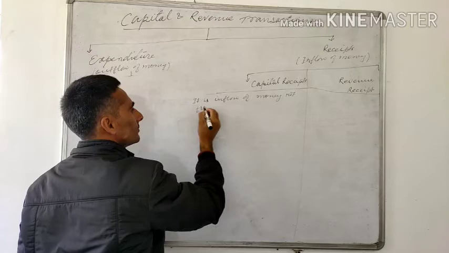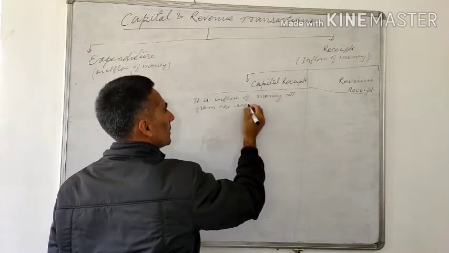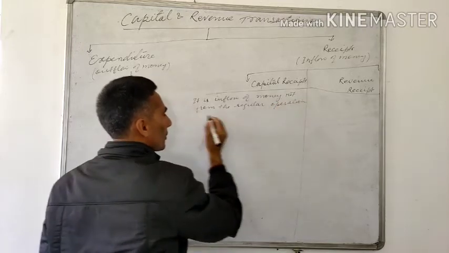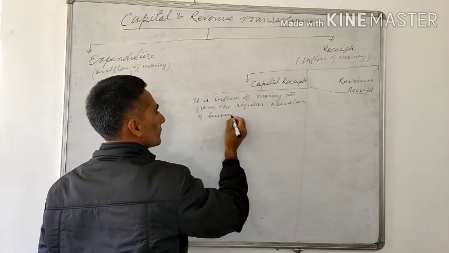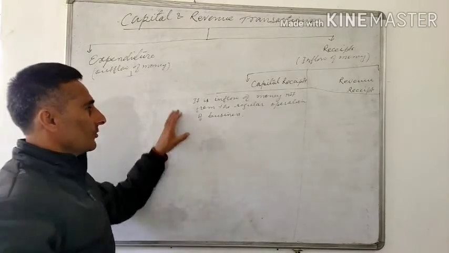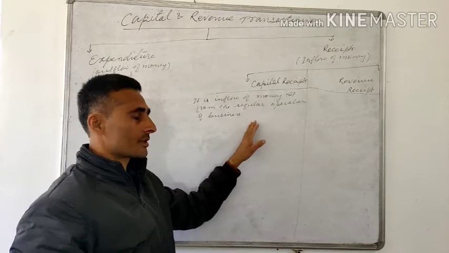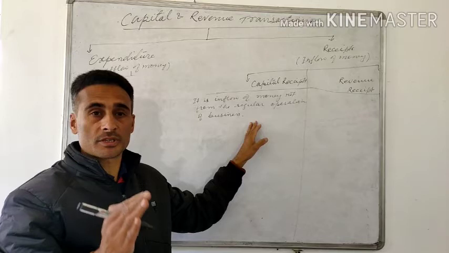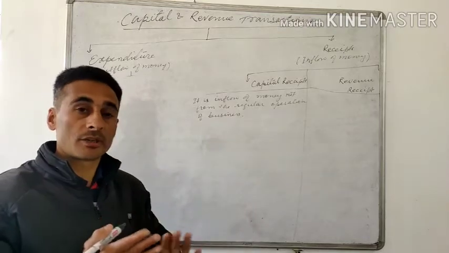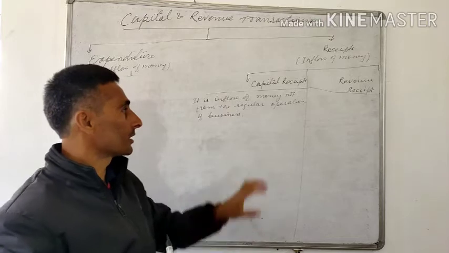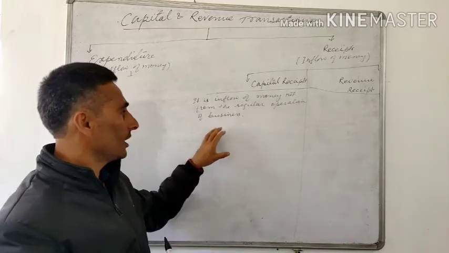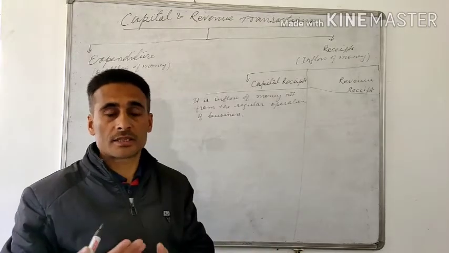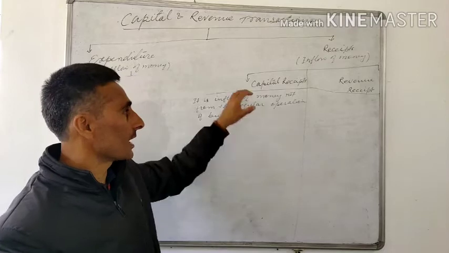It is inflow of money not from the regular operation of business. What is regular operation of business? Buying and selling of goods, the normal activity of the business. So any money that is coming not from the regular activity of the business will be termed as capital receipt. That means the money coming from other sources than sale of goods or sale of services.